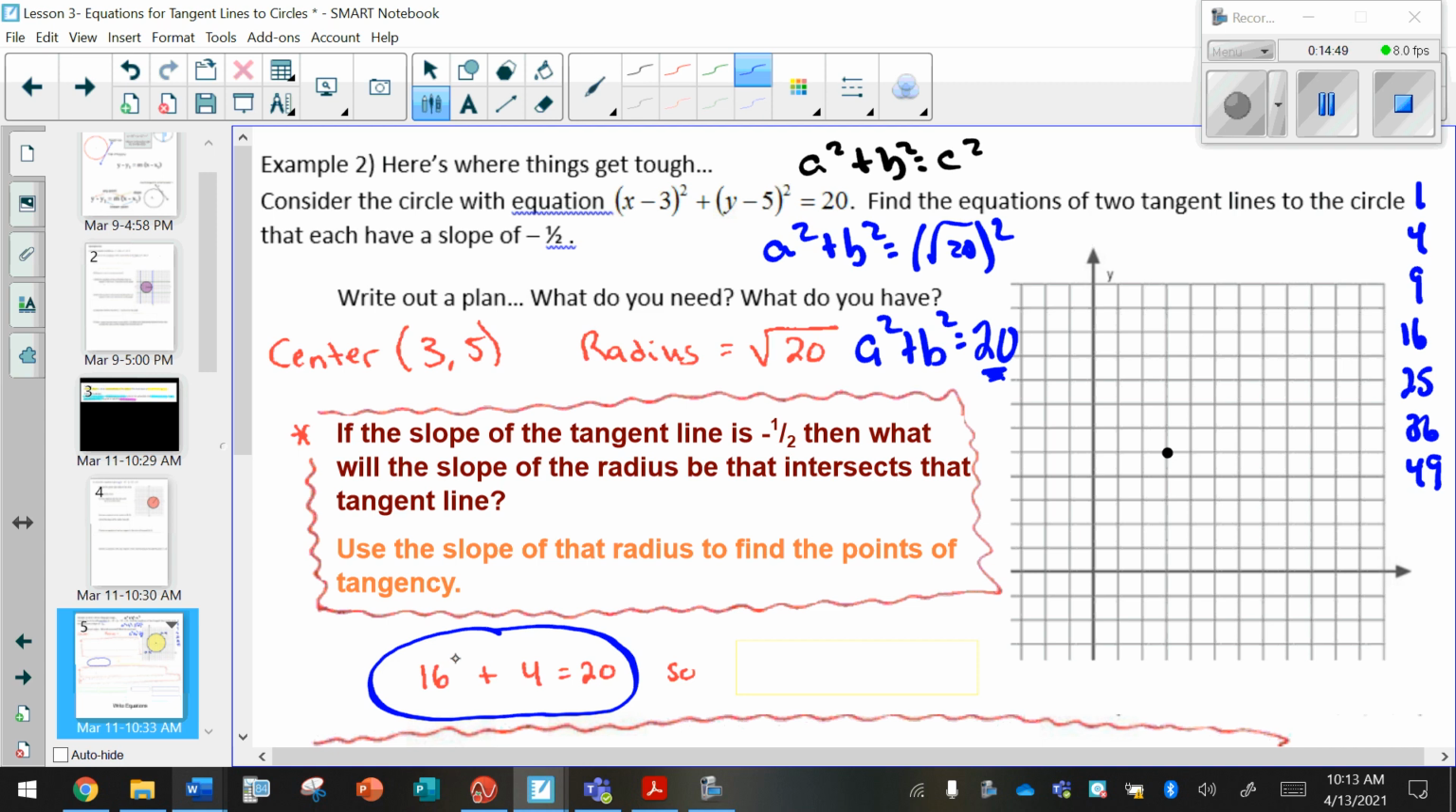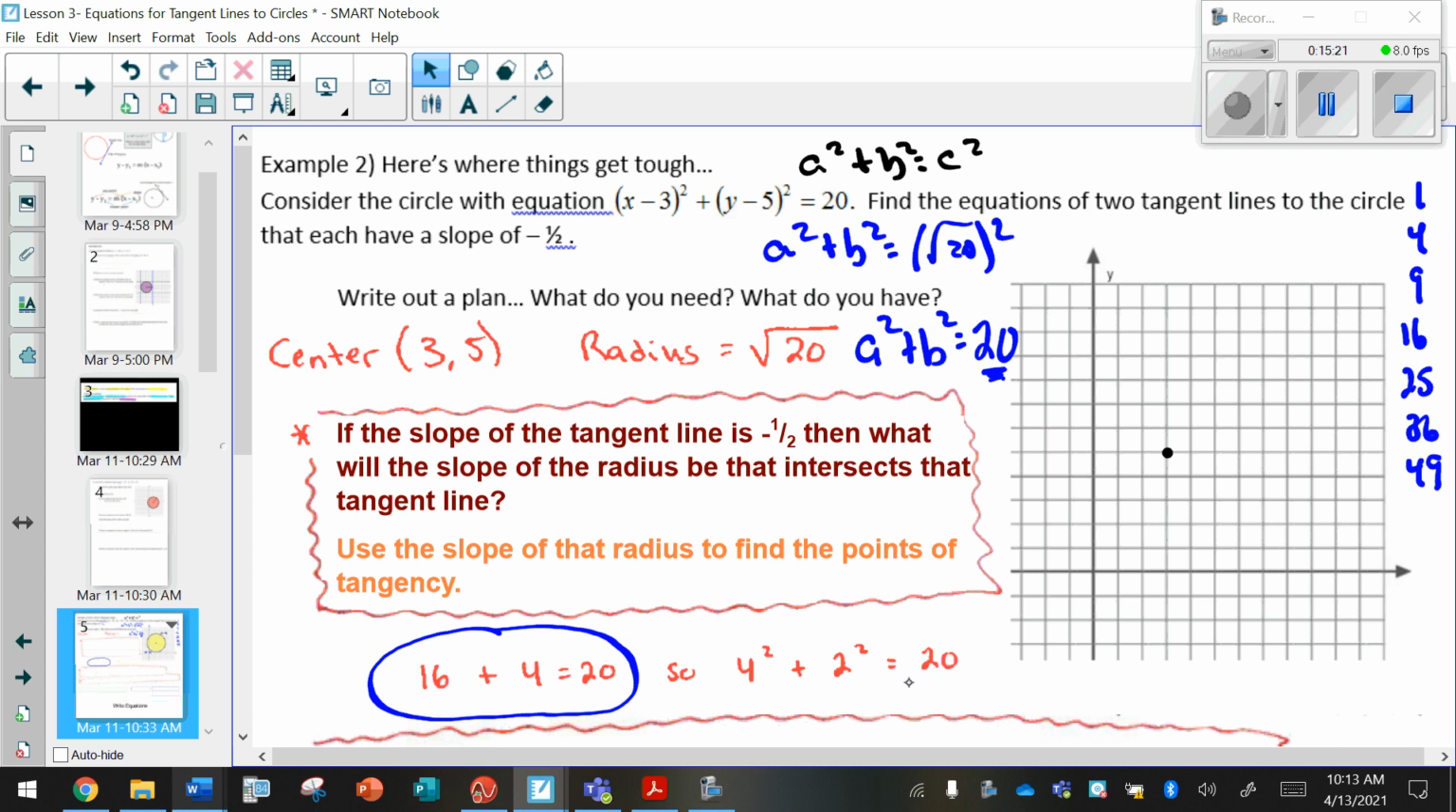So 16 came from 4 squared, and 4 came from 2 squared. Then if I work backwards with the Pythagorean theorem, knowing that my c value, or the hypotenuse, which happens to be our radius length, squared will be 20, the radical goes away. Two perfect squares that add up to be 20 would be 16 and 4. Unsquare those perfect squares. So it's 4² + 2² = the radius length squared.